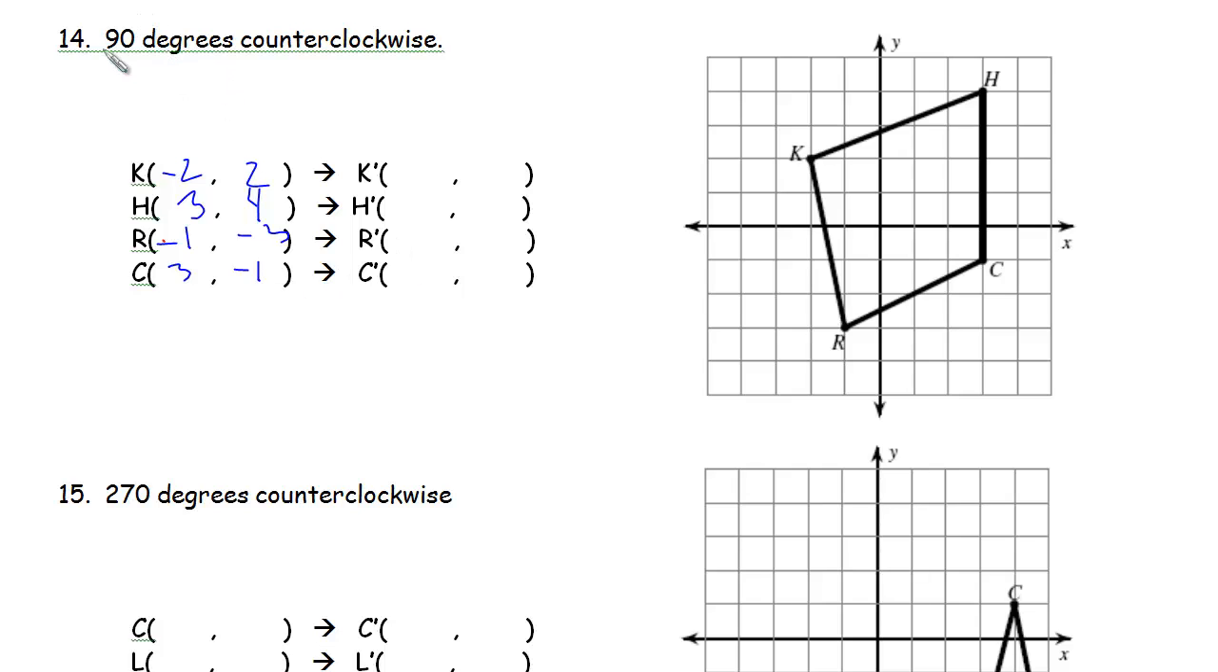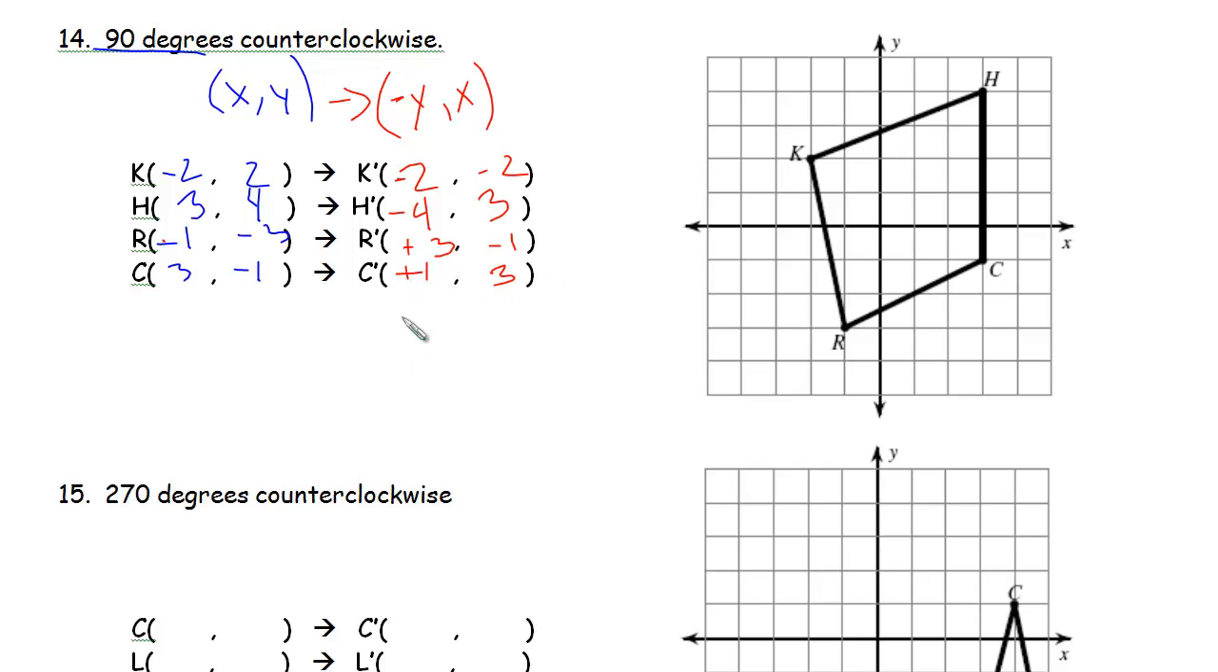So again, 90 degrees. I know that XY is going to become flipped and change the sign of the leader. So I flip these. So that's 2, negative 2. Change the sign of the leader. Flip these. Change the sign of the leader. Flip these. Change the sign of the leader. Flip these. Change the sign of the leader. I'll just delete the pluses. And there's my new coordinates.